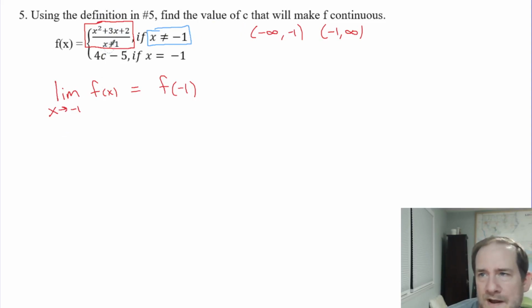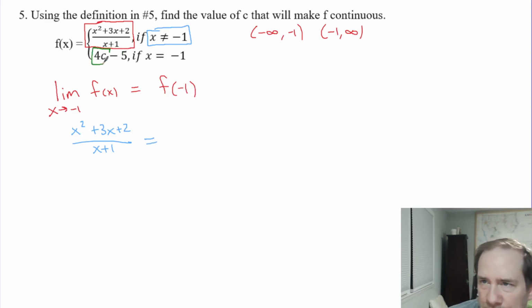So I know that my limit is given by that expression, the x squared plus 3x plus 2 all over x plus 1. And I just want to figure out that limit. Now I need that to be equal to f of -1. Well, when x actually equals -1, we use this expression to find the value. So f of -1 will be 4c minus 5. So I know I need these to be equal.